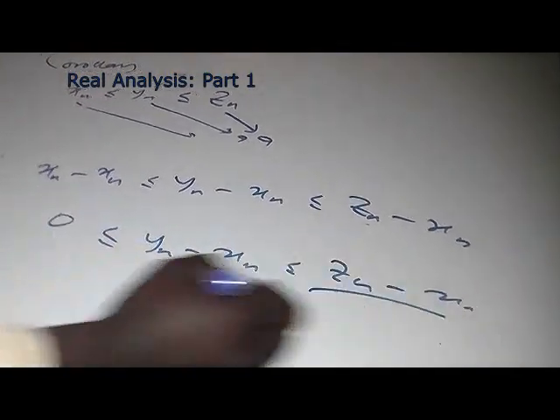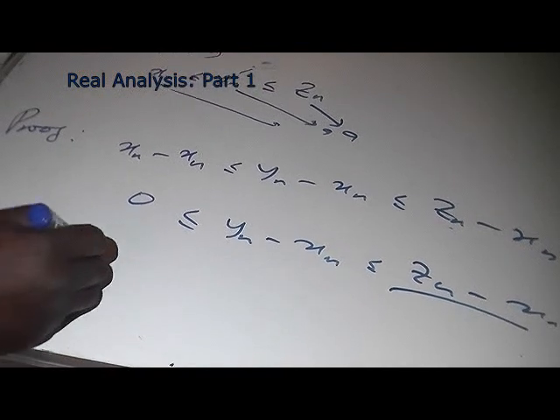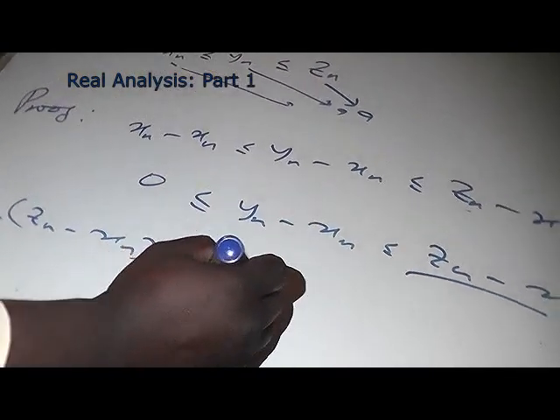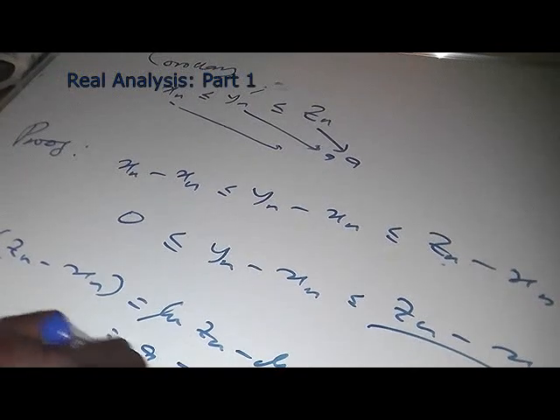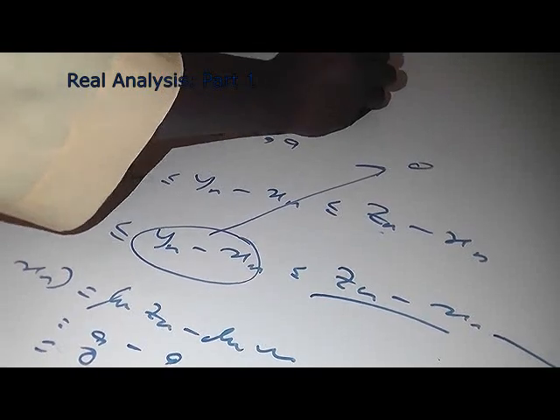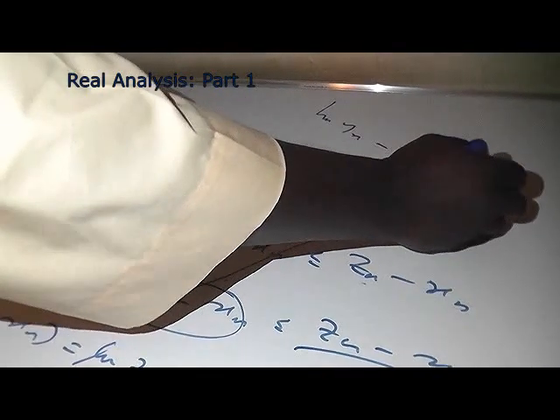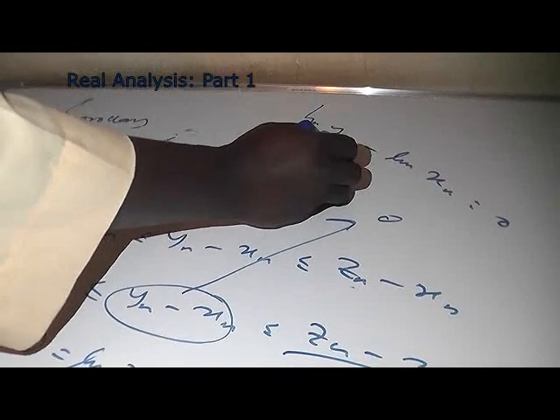Now, if you take the limit of this, the limit of zn minus xn, this is the limit of zn minus the limit of xn, but the limit of xn is a, the limit of zn is a, this is 0. So since this converges to 0, by the Sandwich theorem, this will also converge to 0, meaning that the limit of yn minus the limit of xn is equal to 0, meaning that the limit of yn is equal to the limit of xn. But the limit of xn is a, so certainly the limit of yn will be a.